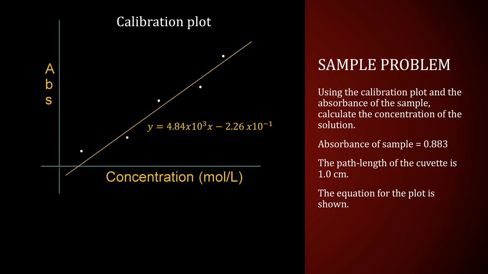Here's a sample problem. Using the calibration plot and the absorbance of the sample, calculate the concentration of the solution. The absorbance of the unknown sample is 0.883, the path length of the cuvette is 1.0 centimeters, and the equation of the plot is shown.